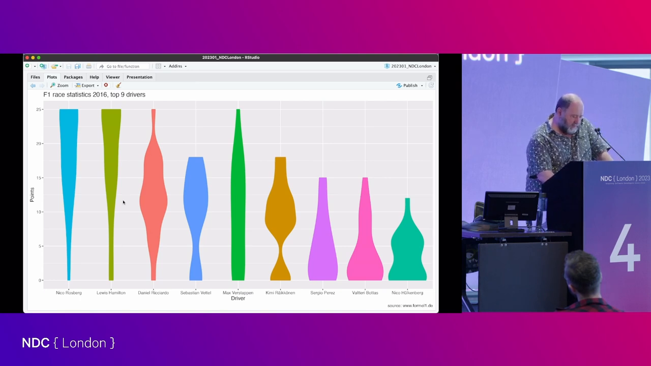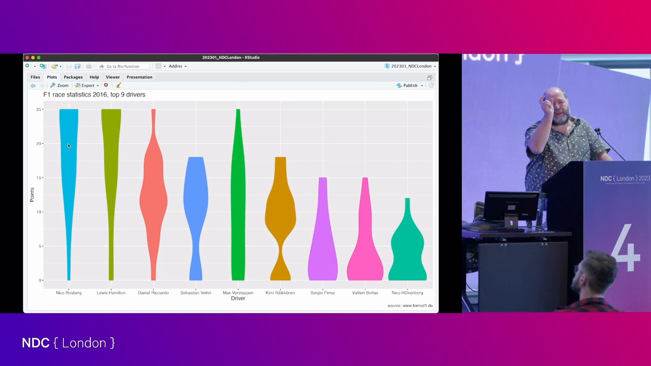And yeah, if you wanted to measure it somewhere here, at 18, 20 points, you can tell that Rosberg's graph is a bit wider, so he gained a bit more points at the higher level. So all in all, he won the season because he made a couple more points then. Okay?